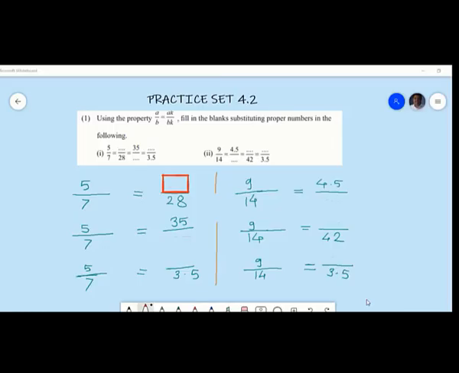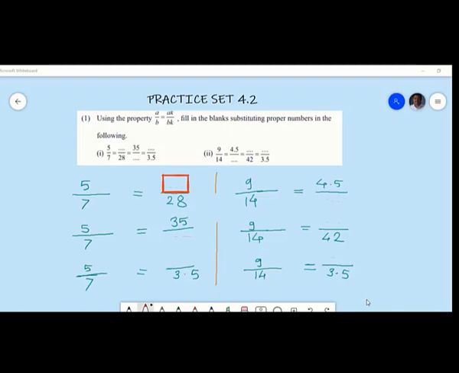and denominator. Using this property, fill in the blanks, substituting proper number in the following. Question number 1, 5 upon 7 is equal to dash dash upon 21 is equal to 35 upon dash dash is equal to 3 dash dash upon 3.5.